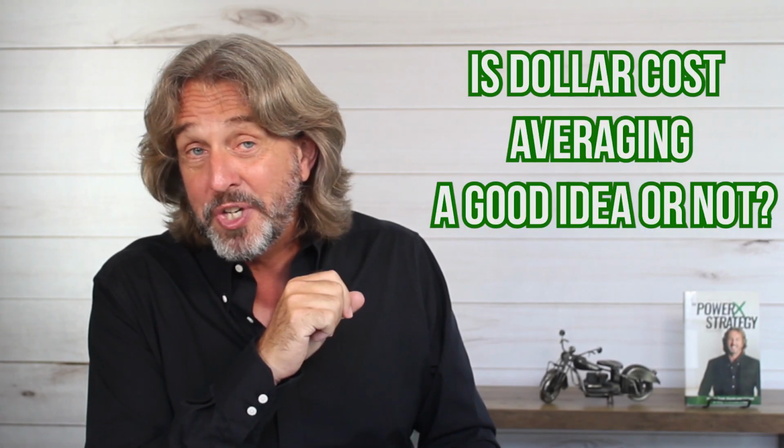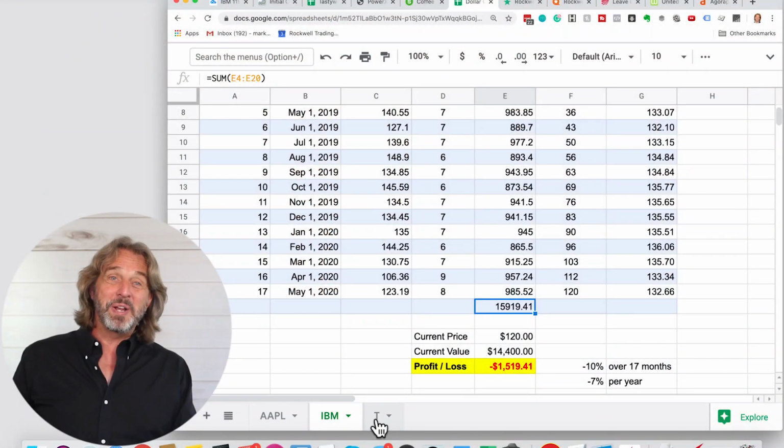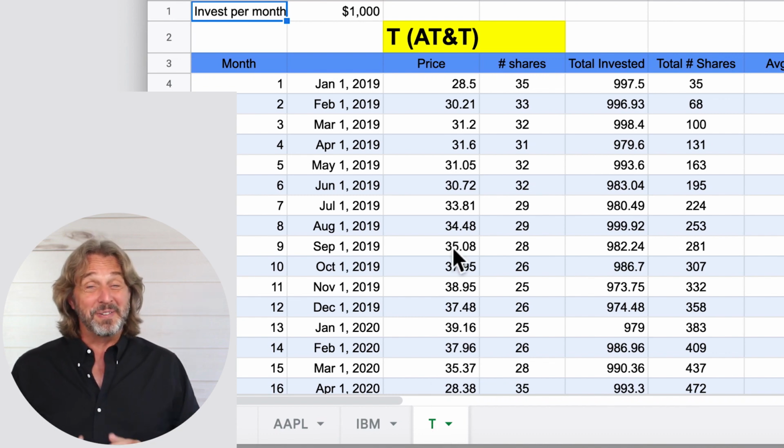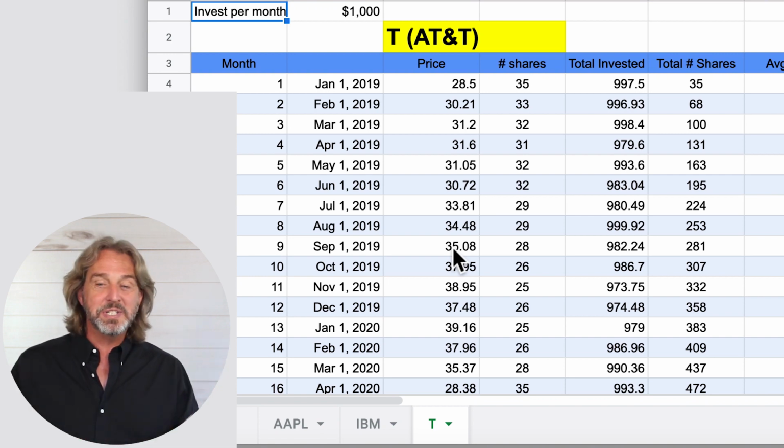So what does this mean? Is dollar cost averaging a good idea or not? Now, before I answer that question, let's take a look at one more example. Because what everybody always said over the years: invest in AT&T. This is what grandma did, right? Didn't grandma invest in AT&T and hold the stock forever? So I thought, let's use this as an example, and we do the exact same thing here.